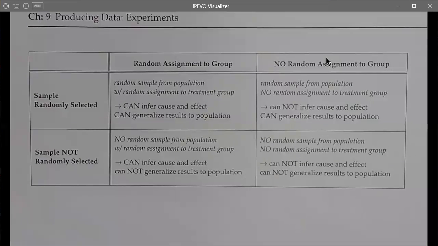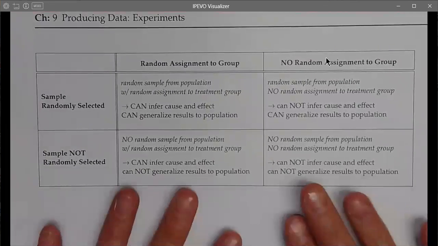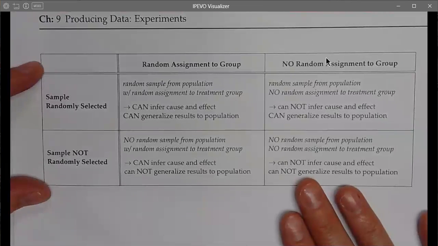Okay, I want to talk about statistical inference again. I know we talked about this before spring break, but I want to touch on this again because this is really the foundation of what's going on in this course. So we have this table, and on this side, we're asking the question, was your sample randomly selected?